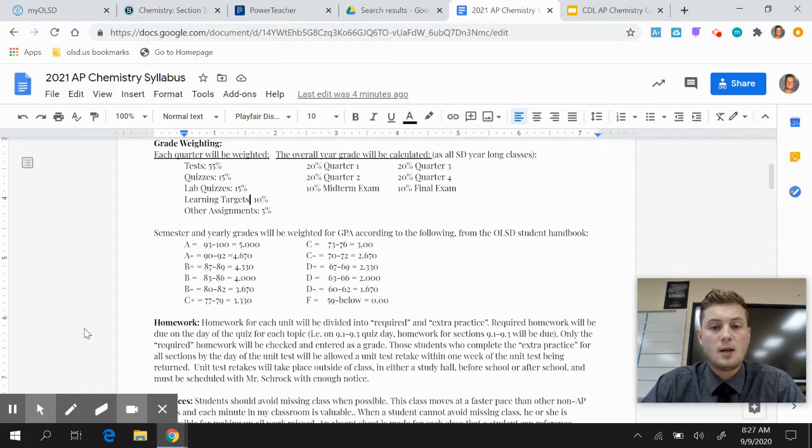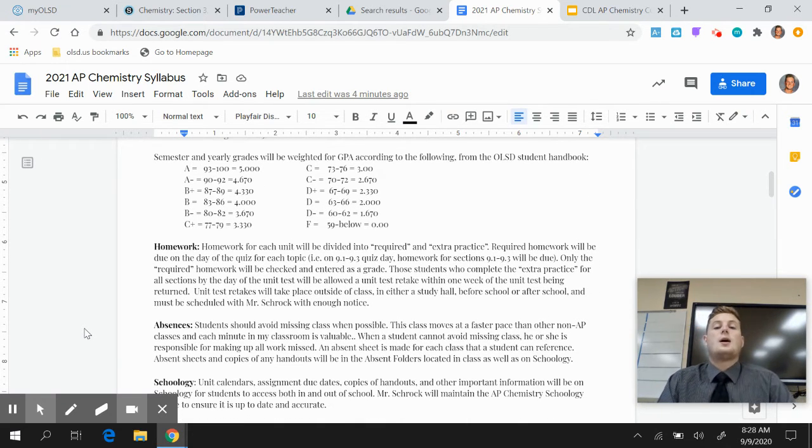Semester and yearly grades. Since this is AP, this is a 5.0 scale. So it's the same structure. An A is 100 to 93. Instead of getting a 4 for GPA points, it would be a 5. But everything is still the same as the grade breaks down.